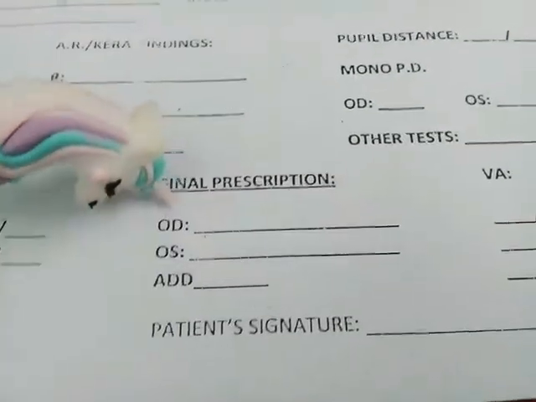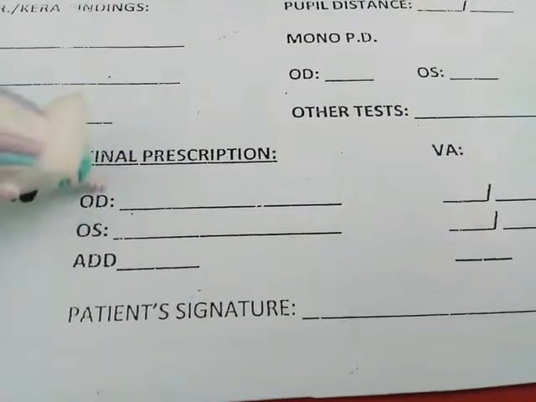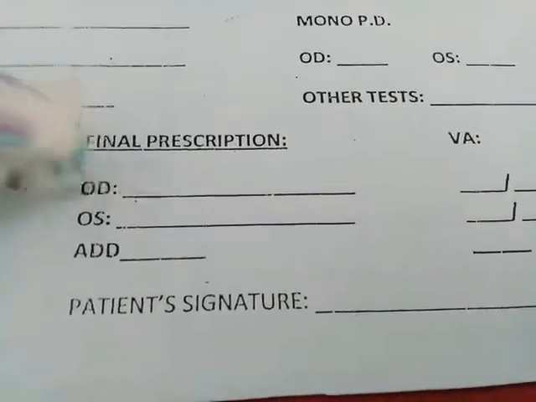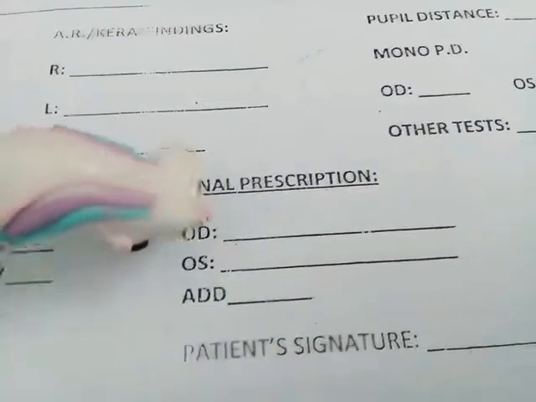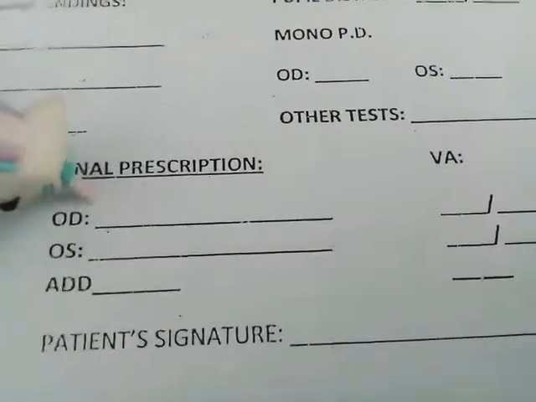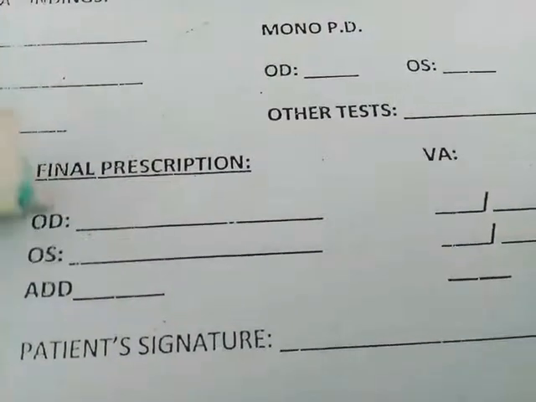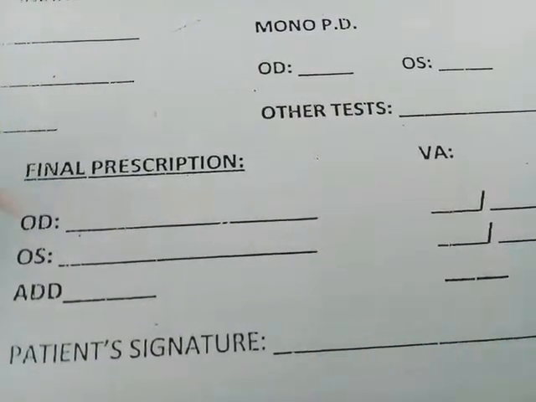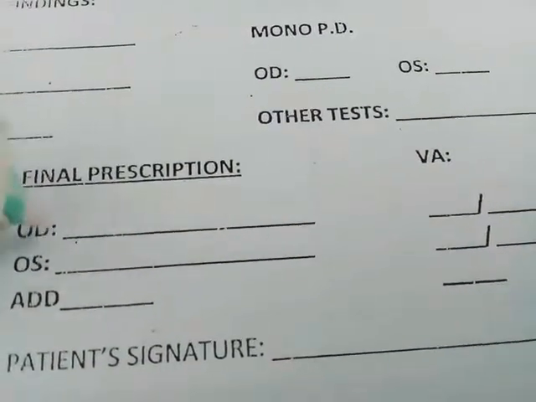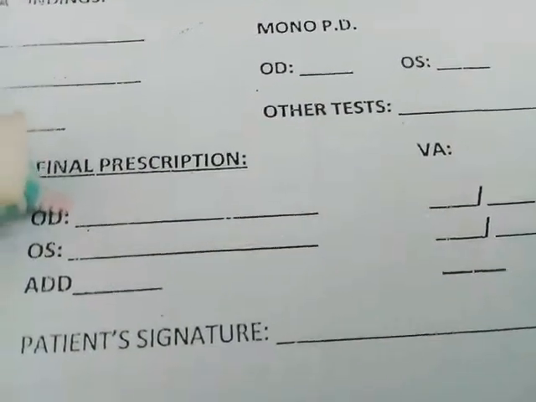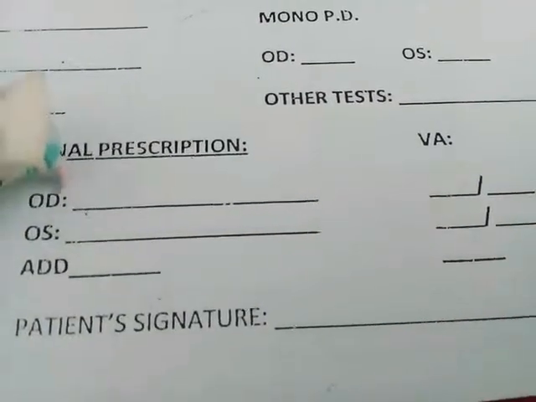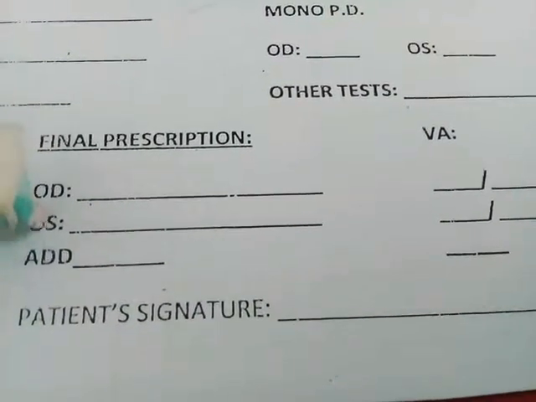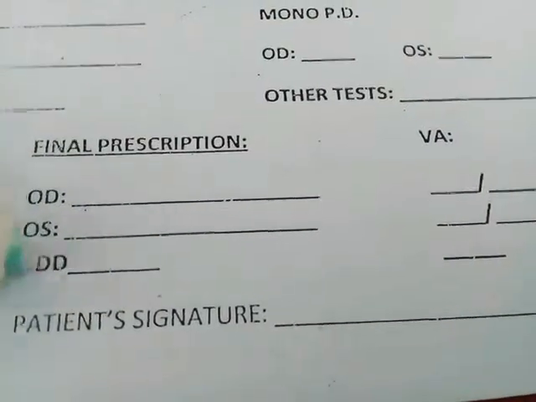So this one is the final prescription. If you refine this, you will put it here. If there's no changes here, you will just copy it here. But if there are some changes, you will put them here. So the final prescription is the one you put for the final grade of the patient, and that's the prescription we're going to send to the laboratory. OD is for the right, OS is for the left eye, and add is for reading, for near.